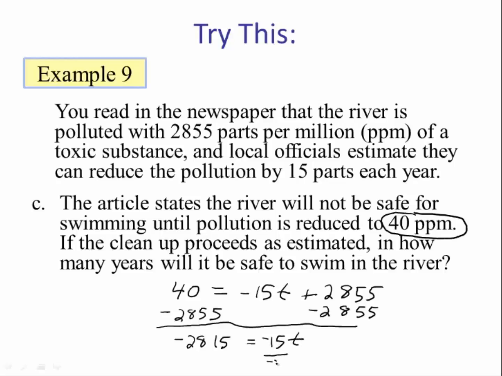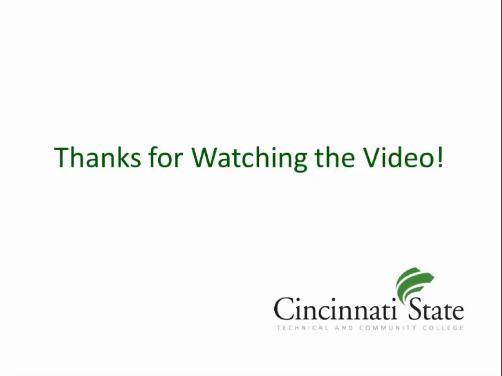So when we divide by negative 15, we have t is equal to 187.7, rounded off to one decimal place. So what does that mean? That means 187.7 years from now it will be safe to swim in the river according to this model. Thanks for watching.